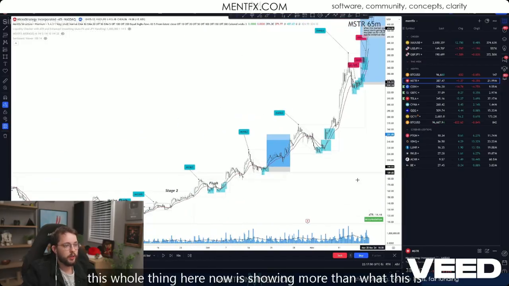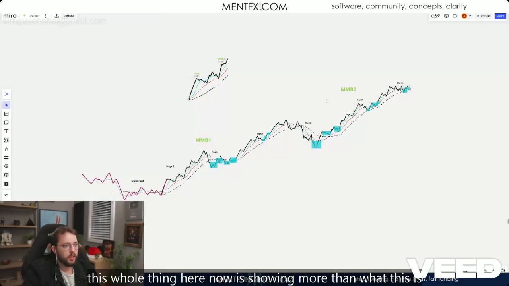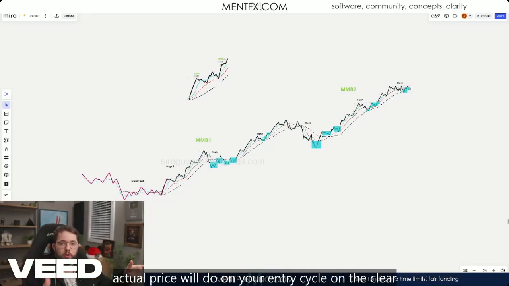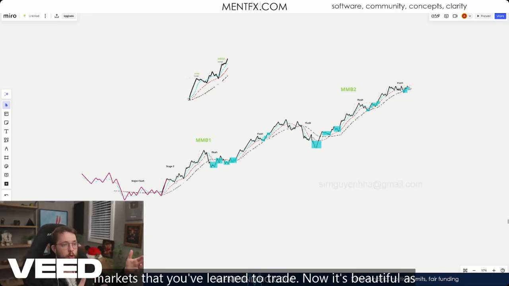So again, this whole thing here now is showing more than what this is showing, right? Because this is like to scale. This is what actual price will do on your entry cycle on the clear markets that you've learned to trade. Now, what's beautiful is we continue saying this thing like clear markets, clean markets.